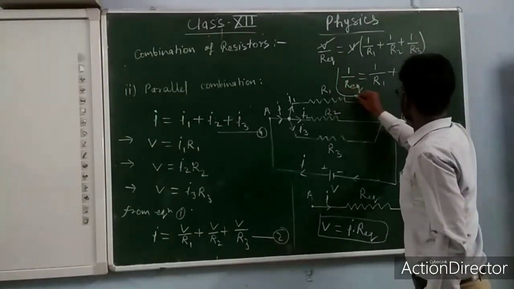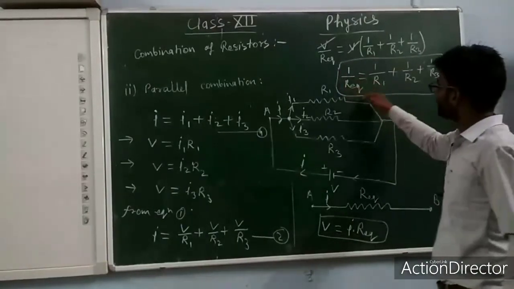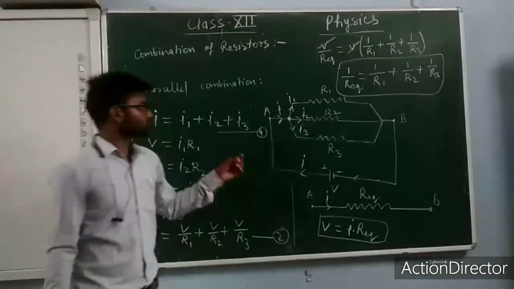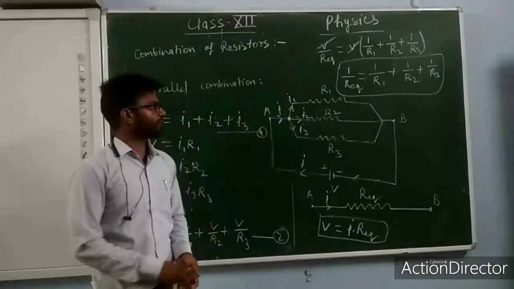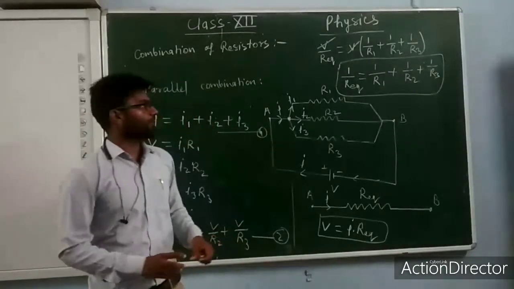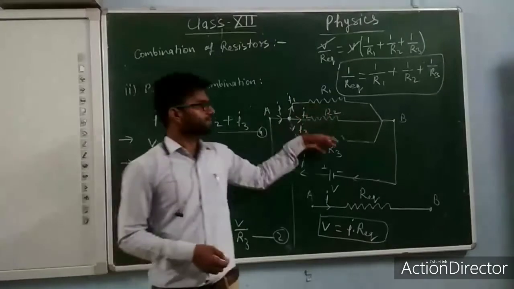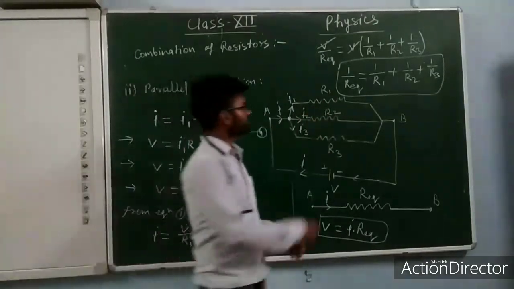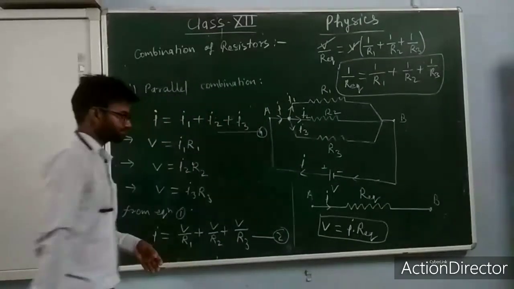So from this equation we can get the value of R equivalent. So in parallel combination, the reciprocal of equivalent resistance is equal to the summation of reciprocals of individual resistances, right? So this is the parallel combination case, right?